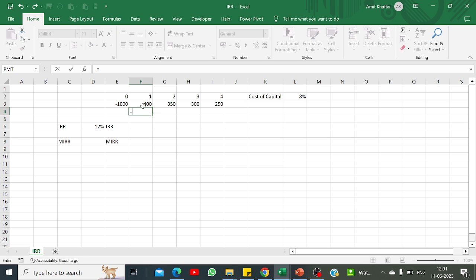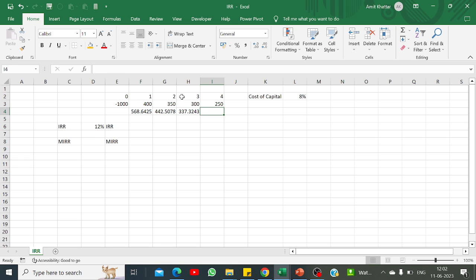So, for determining the future value, 400 multiplied with 1 plus IRR to the power 3, since this is a first year cash flow. In case of the second year cash flow, 350 multiplied with 1 plus IRR to the power 2. The third year, 300 multiplied with 1 plus IRR, and for the fourth year cash flow it will be 250, since it's the fourth year cash flow. That will be the future value.